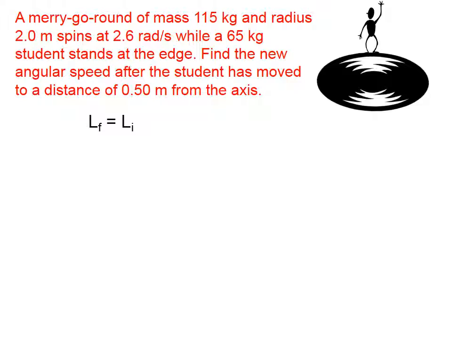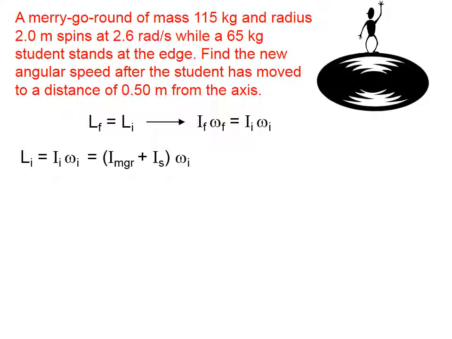So we're going to use the idea of conservation of angular momentum, where the final angular momentum must equal the initial angular momentum. Specifically, that means that the final moment of inertia times the final angular speed must equal the initial moment of inertia times the initial angular speed. So let's find the initial angular momentum first.